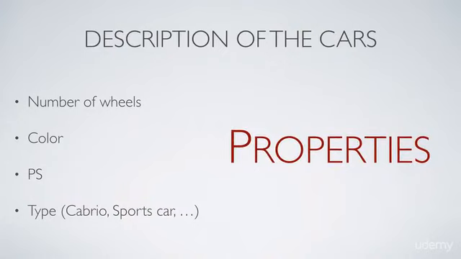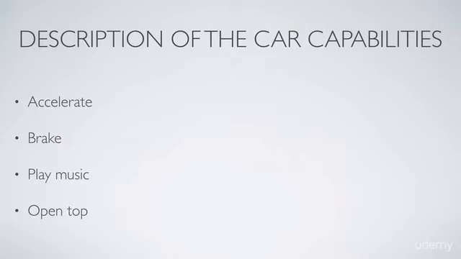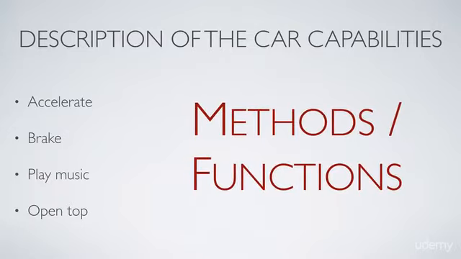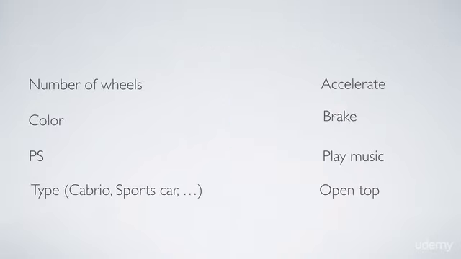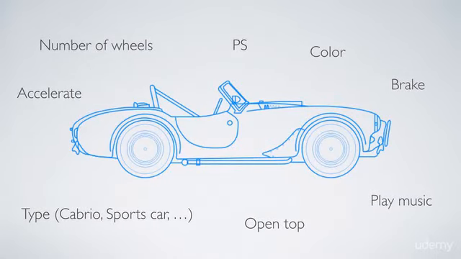And if we now want to describe the capabilities of a car, we would come up with a list like accelerate. A car can accelerate. A car can brake. Most cars can play music, and cabrios can even open their tops. So these capabilities of a car are called methods or functions. So all these things together, the properties, the methods or functions that describe a car best, could be called a blueprint of a car.